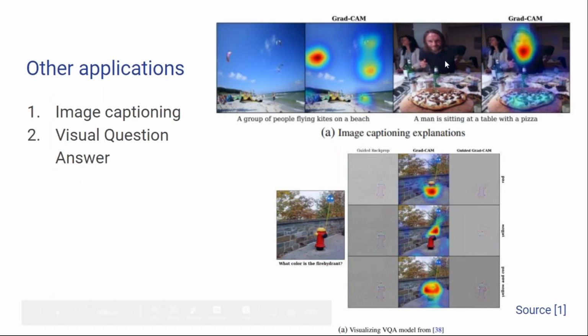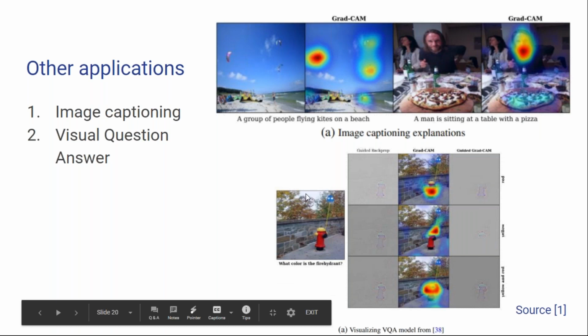So these are some other applications. As I told you, it is not only restricted to image classification tasks, but it can also be used for image captioning or visual question answering. In this example, they are showing an image captioning task. This is an original image, and the model gives the caption: a group of people flying kites on a beach. Why did it give this caption? Because it found some kites, and also some people, right? And then it says here: a man is sitting at a table with a pizza. So it highlighted the man, and it also highlighted the pizza.